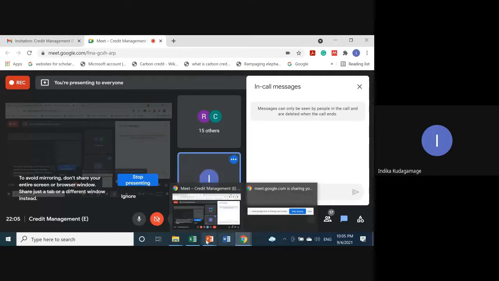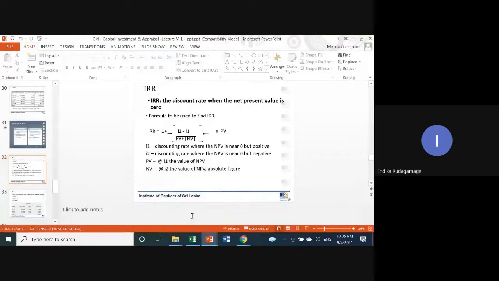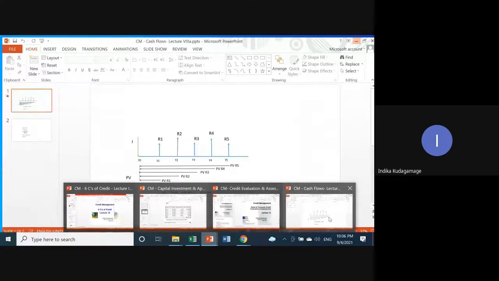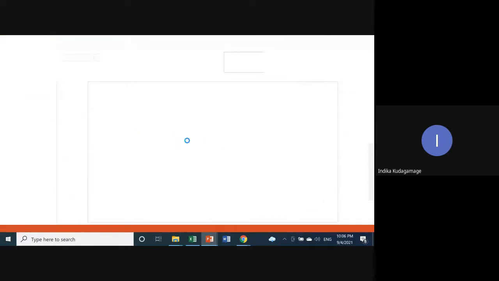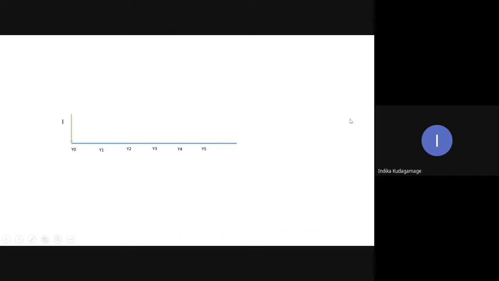So last week, yes, we were discussing NPV, right? We did NPV, then this is the cash flow we use, right? Okay, you have an initial investment, then yearly you have cash flows R1, R2, R3, like that.